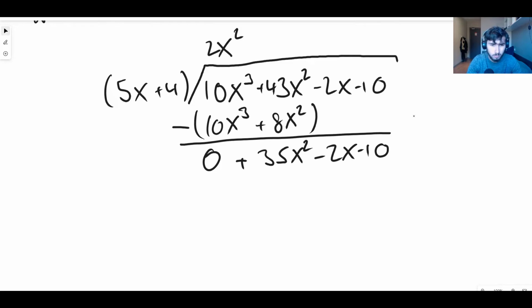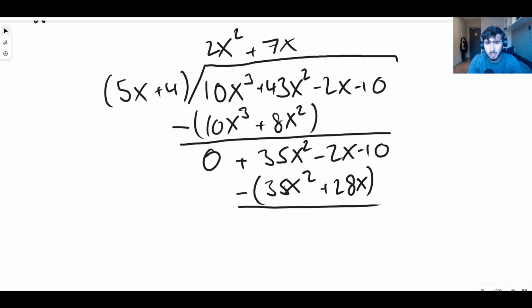We then take away, and we take our 35x squared here, like this, and we're going to divide this by our 5x. So we do 35x squared divided by 5x. That's going to give us 7x. Yeah. So we take 7x, we put it up here, so plus 7x, just like that. We then do 7x multiplied by 5x plus 4. So 7x times 5x is 35x squared. And 7x times 4 is plus 28x.